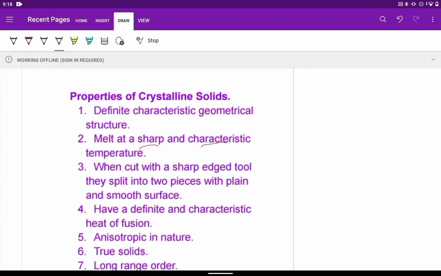When they are cut with some sharp edge tool, they split into two pieces. And every piece will have a plain and smooth surface. This is also again because of perfect orderliness. They have a definite and characteristic heat of fusion.